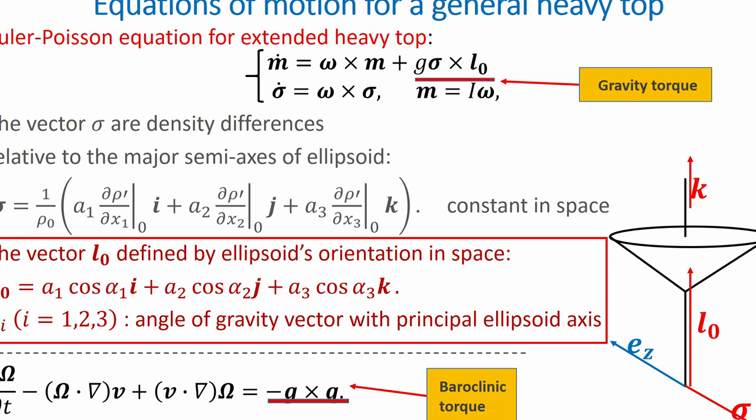And this top axis is associated with the angle from the gravity direction of the principal axis. Then this torque comes from a baroclinic effect. And this comes from the Coriolis effect.